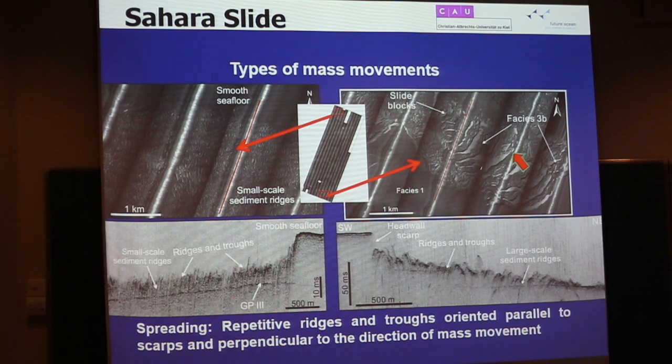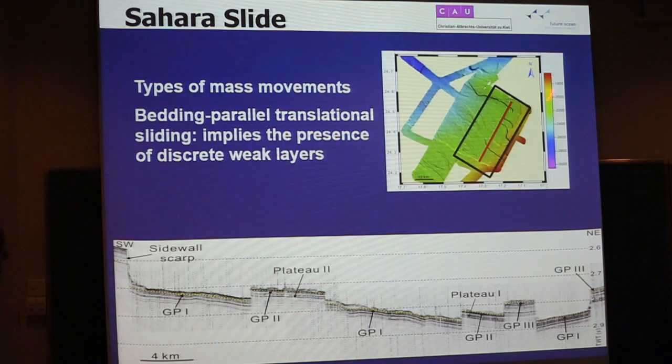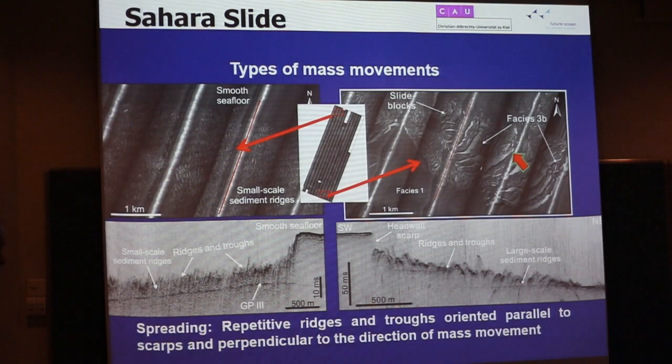Spreading means that you most likely had first, mainly occurring here at the sides of the landslide, the first of the major landslide evacuating this area. Then, due to the missing support of the sediments that are not there any longer, and the force of gravity, you start to get spreading. That means a slow movement downslope, resulting in these repetitive ridges and troughs, which are orientated parallel to the scarps and perpendicular to the direction of mass movement.